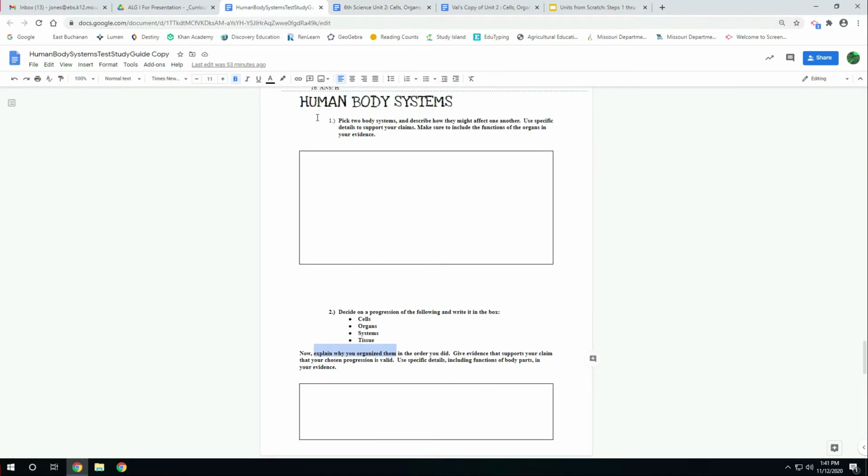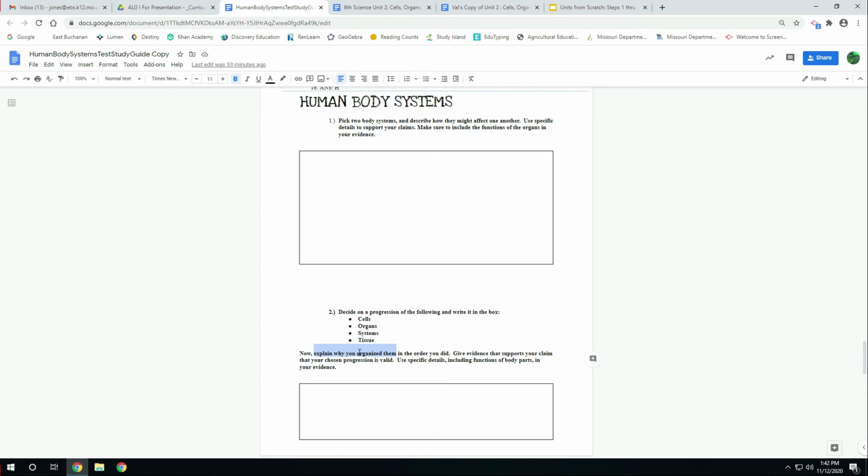So it looks like I have 2 for this particular one. Pick 2 body systems and describe how they might affect one another. Use specific details to support your claim, and include the functions of the organs in your evidence. So that's a little bit easier than this multi-system complexity thing. So maybe we're just going to get a little bit of an idea of, can they do a simpler thing and support with evidence, and then the final question, decide on a progression, doesn't necessarily talk about complexity.